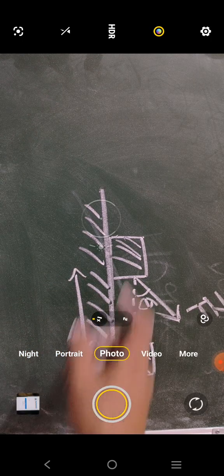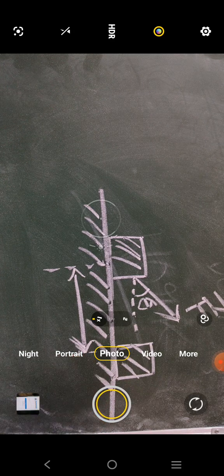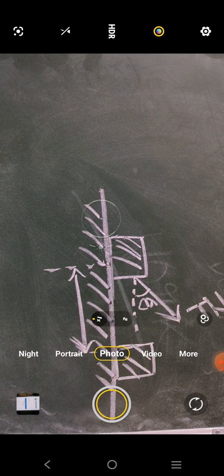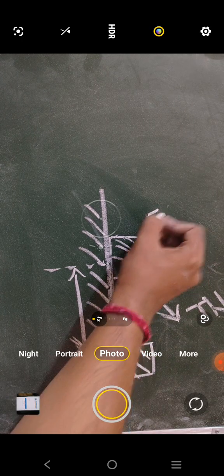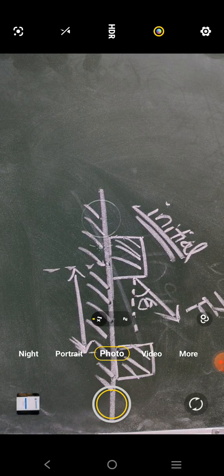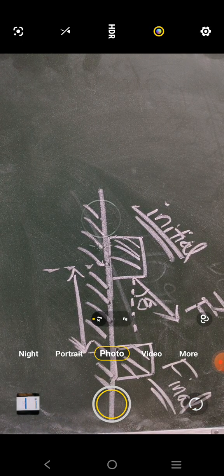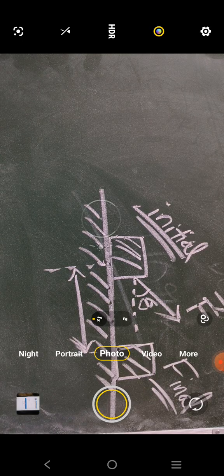Suppose this is the initial position of the box and this is the final position of the box. Okay, the first one is the initial position and the second one is the final position. Whenever I'm giving a force, the force is making an angle theta.